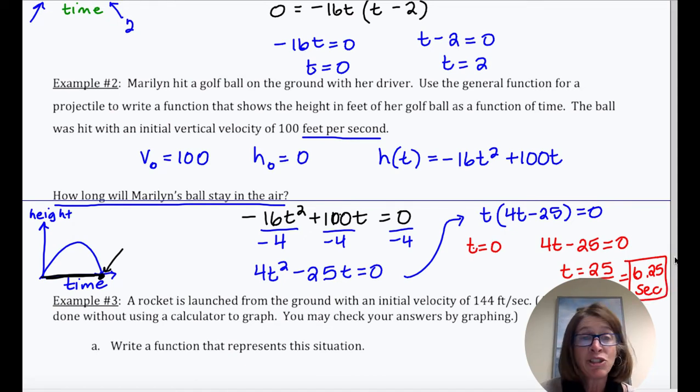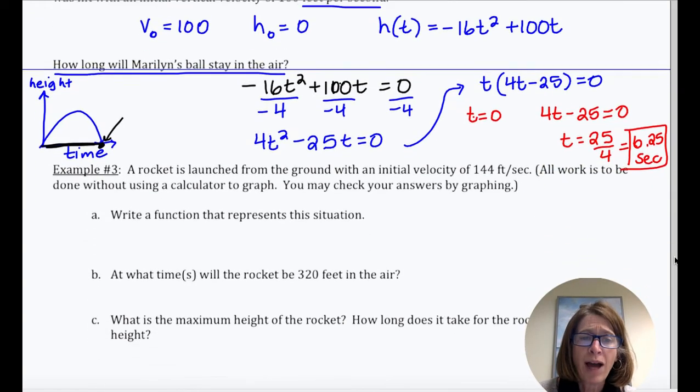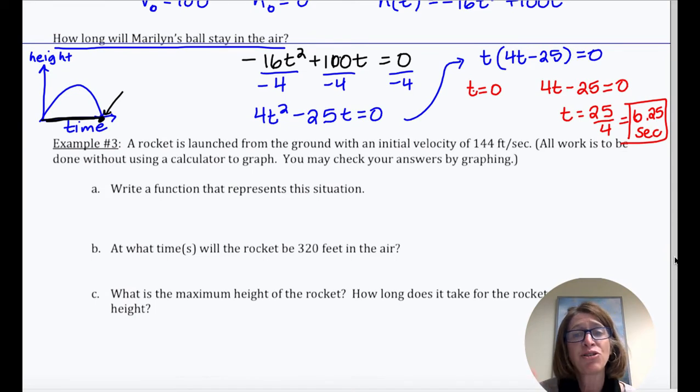All right, now each of these examples I asked for the x-intercept. It's not always going to be like that. And it's not always going to start on the ground. So you have to be really cognizant of that, okay? A rocket's launched from the ground with an initial velocity of 144 feet per second. So you should be able to write this equation right now. So go ahead and write it, press pause, and then come back, okay?